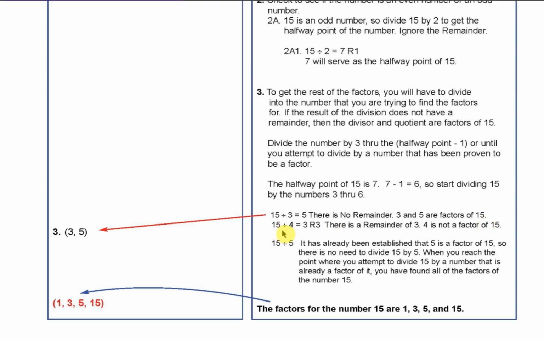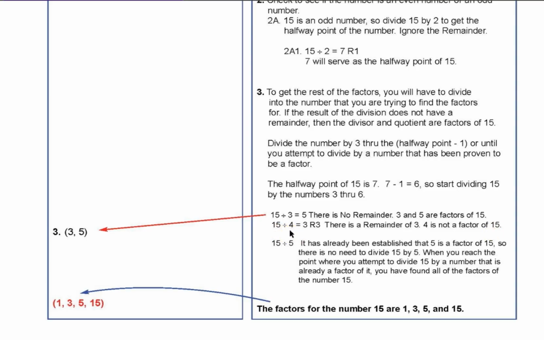Next, we will divide by 4. We will divide 15 by 4. 15 divided by 4 equals 3 with a remainder of 3. There is a remainder. Therefore, 4 is not a factor of 15.